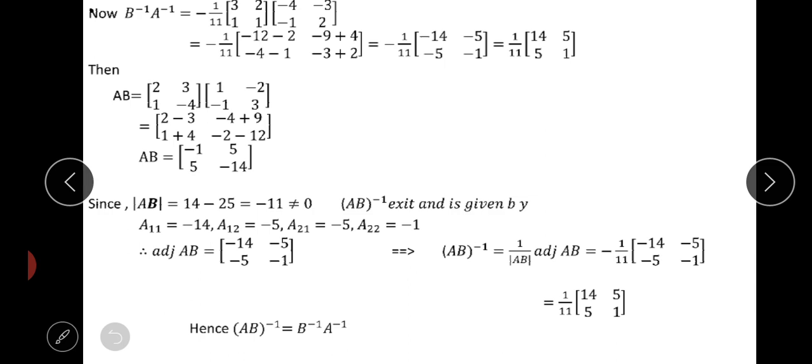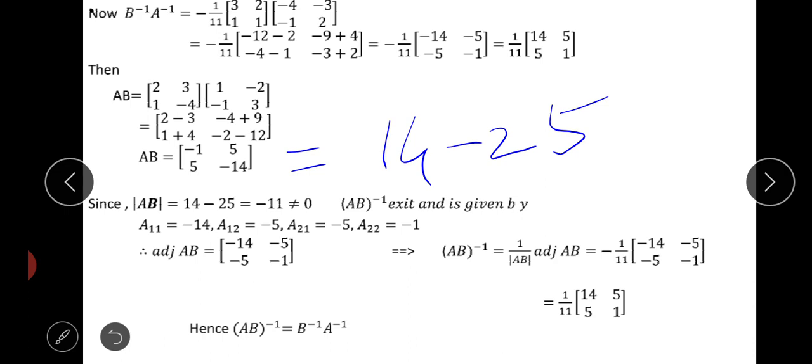Then add those numbers. AB is equal to [-1, 5; 5, -14]: 2 minus 3 is minus 1, minus 4 plus 9 is 5, 1 plus 4 is 5, minus 2 minus 12 is minus 14. Now you have to find the determinant of AB. Minus into minus is plus 14, minus 5 into 5 is 25. 14 minus 25, what will we get? Minus 11. That is not equal to 0, which means it is a non-singular matrix. Therefore AB inverse exists.